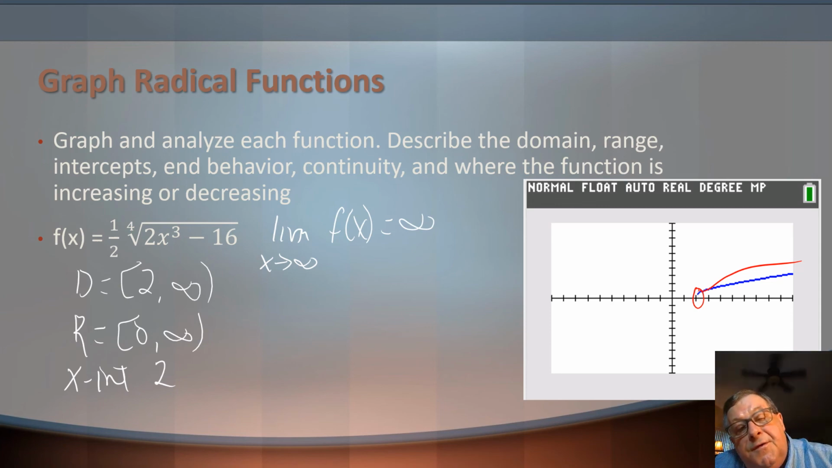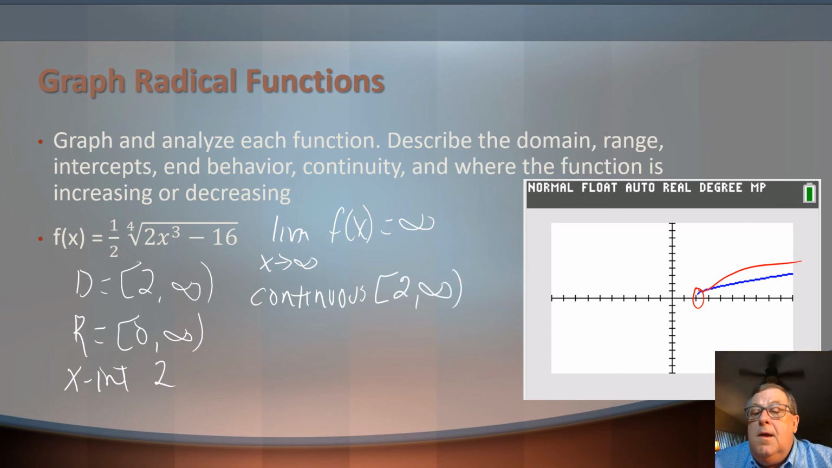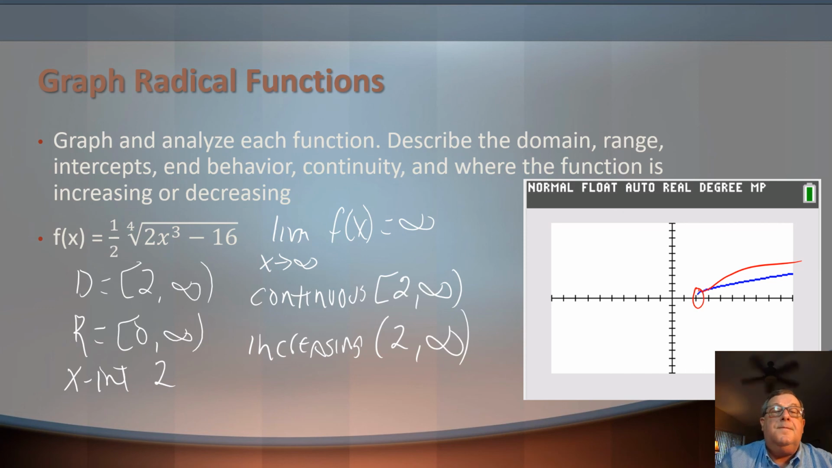We are continuous from 2 out to infinity. And then we could also say that we are increasing from 2 out to infinity. All right, radical functions: analyze domain, range, intercepts, end behavior, continuity, and increasing and decreasing. Never had so much fun in my life.